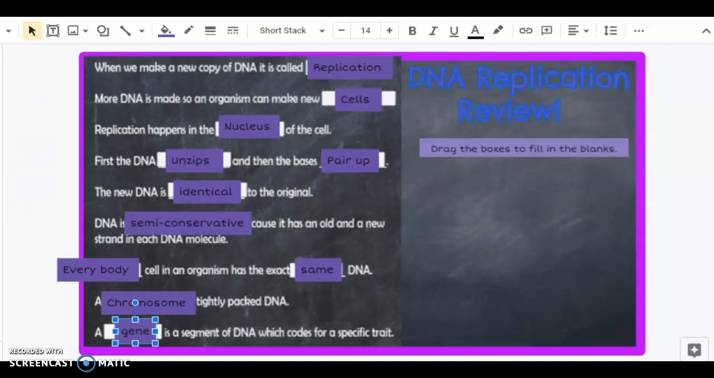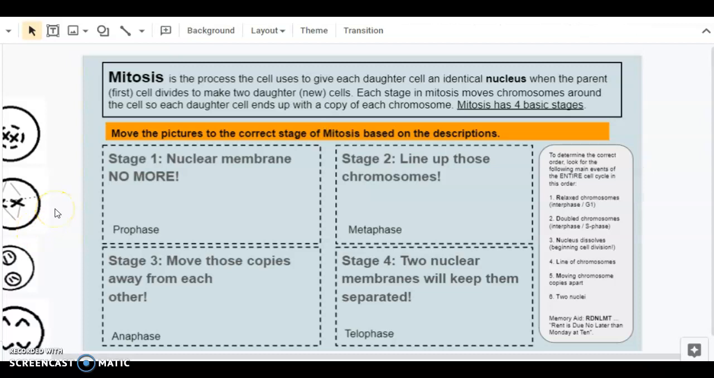Let's move forward now and look not at DNA replication, but at cell replication. So going a step bigger. These two are related. In order for cell replication to happen, DNA replication happened first. Mitosis is the process that the cell uses to give each daughter cell an identical nucleus when the parent, which is the first cell, divides.